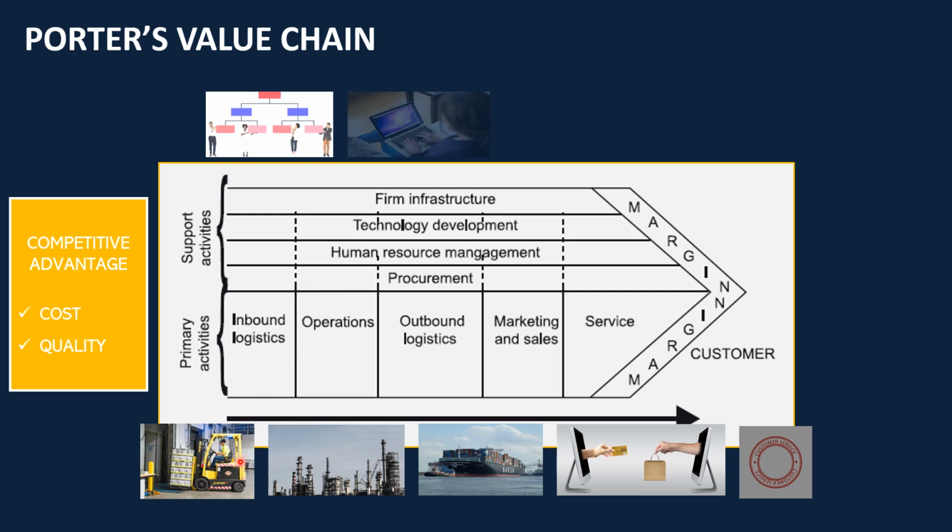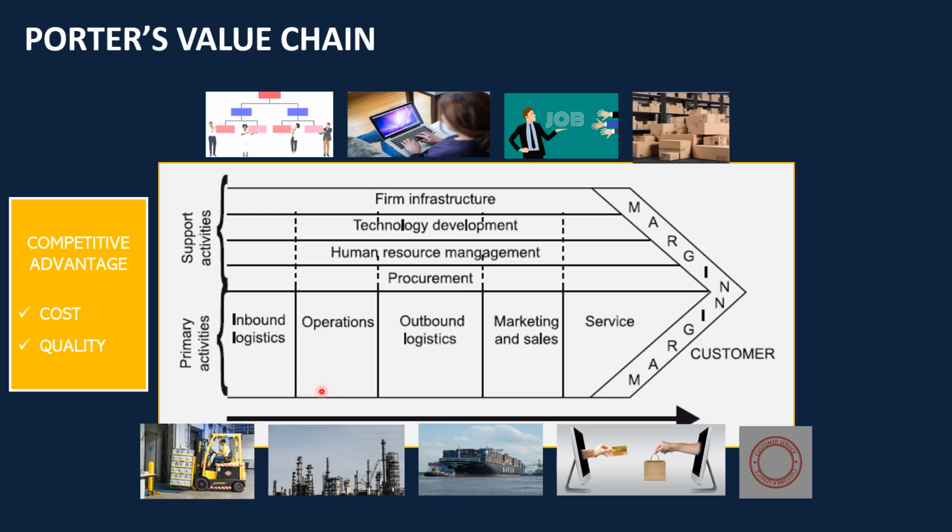So let's see each of these activities and look at the ways in which companies can strategize under each of these activities to attain a cost or a quality advantage. Beginning with inbound logistics, which includes receiving, storing, and handling raw material. And a strategy such as just in time could be analyzed, which could give them a cost advantage.